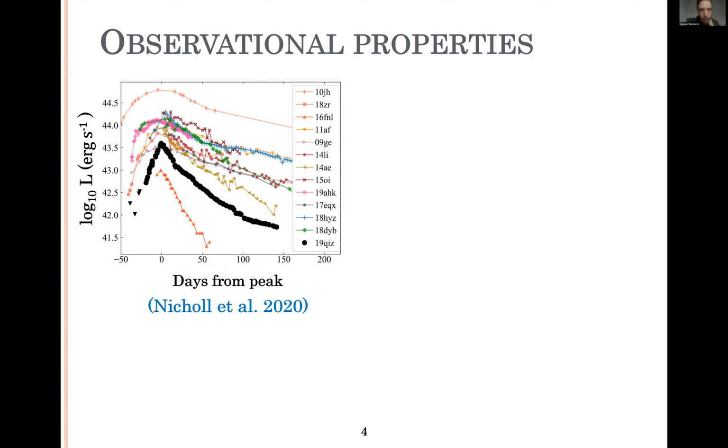Right, so what TDEs look like observationally is like this. This is showing different light curves for different TDEs, and you can see that they share common properties. The first is that they last about a month, all of them. And their peak luminosity is between 10^43 and 10^44 erg per second.